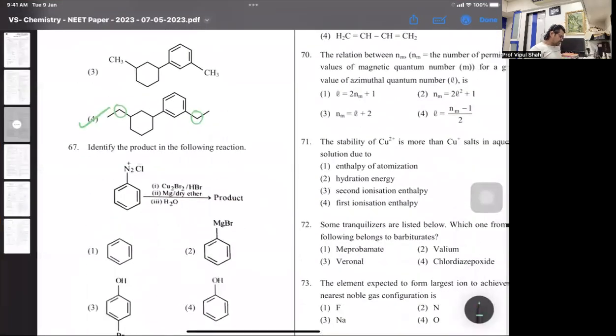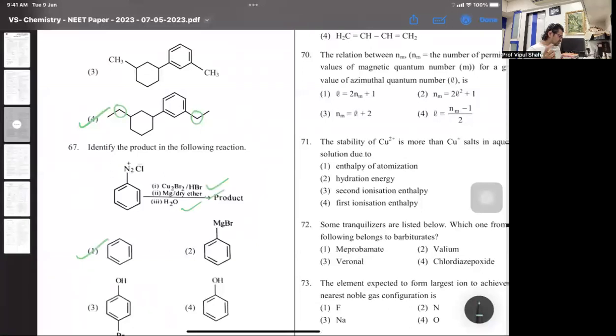Next one, 67th one. Benzene diazonium chloride first with cuprous bromide in presence of HBr. So the first product formed is bromobenzene. Bromobenzene with magnesium and dry ether is going to be phenyl magnesium bromide, Grignard's reagent. And third part, you add water. Grignard's reagent reacts with any source of proton and gets decomposed to its respective hydrocarbon. So phenyl magnesium bromide decomposing with water will form benzene.